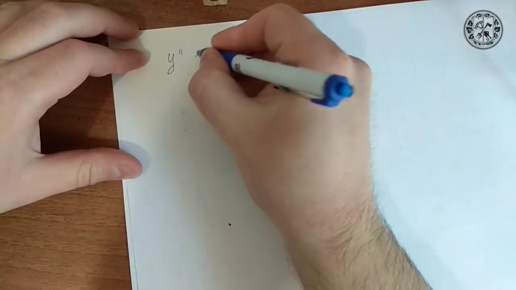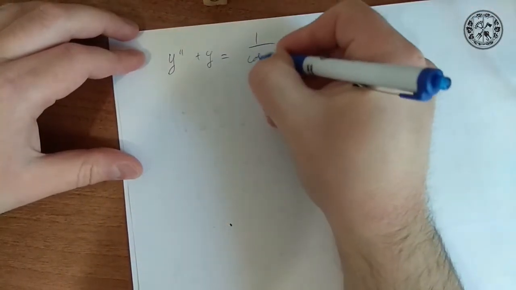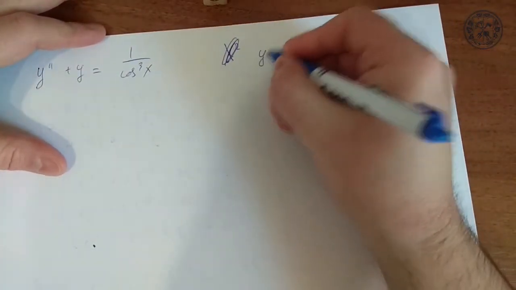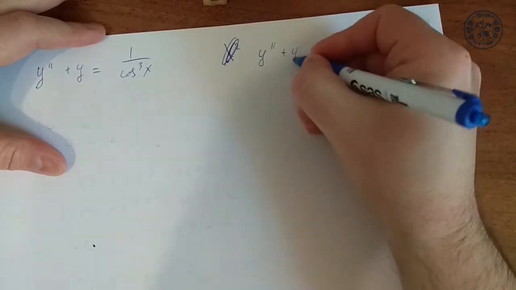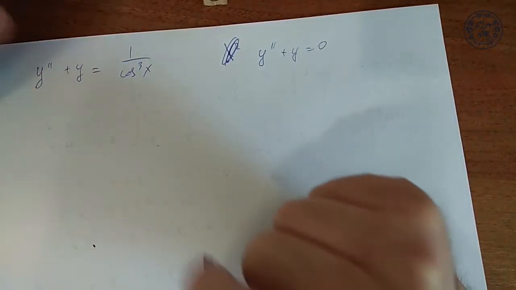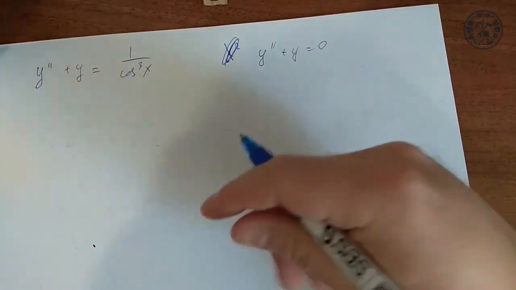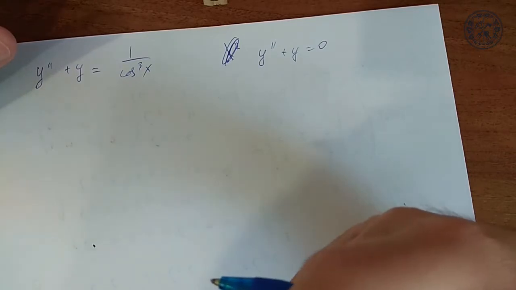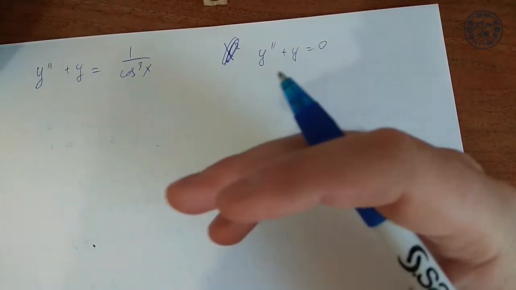But what if we don't have 0 on the right side? What if we have some function stated there? Let's consider an example. y'' + y = 1/cos³x. We can write down the same equation, y'' + y = 0, and try to solve it, and after that we can use the same trick as for first order differential equations when we solved it using the Lagrange method.